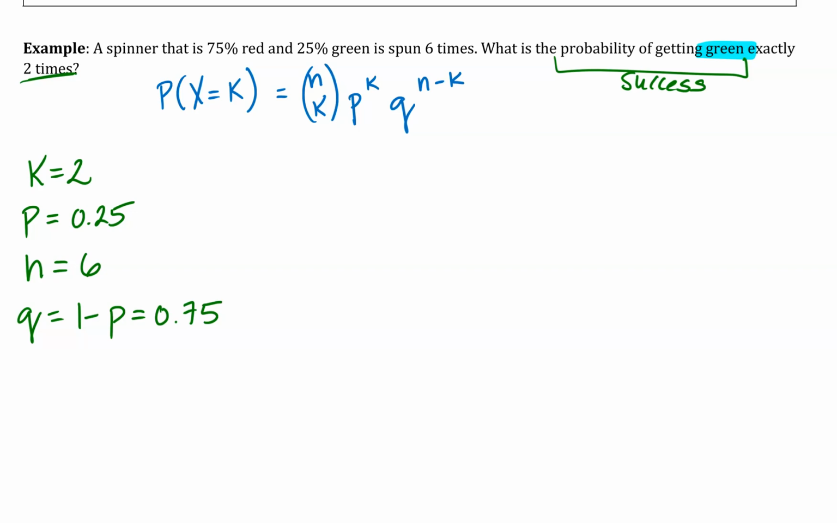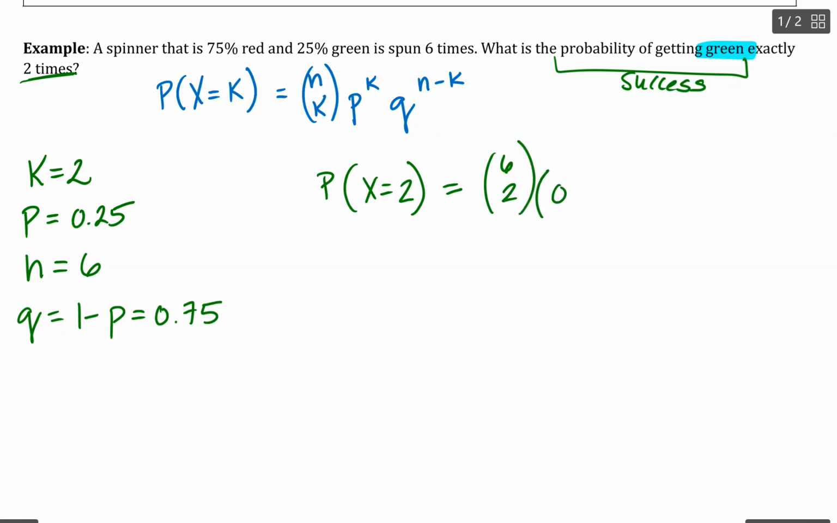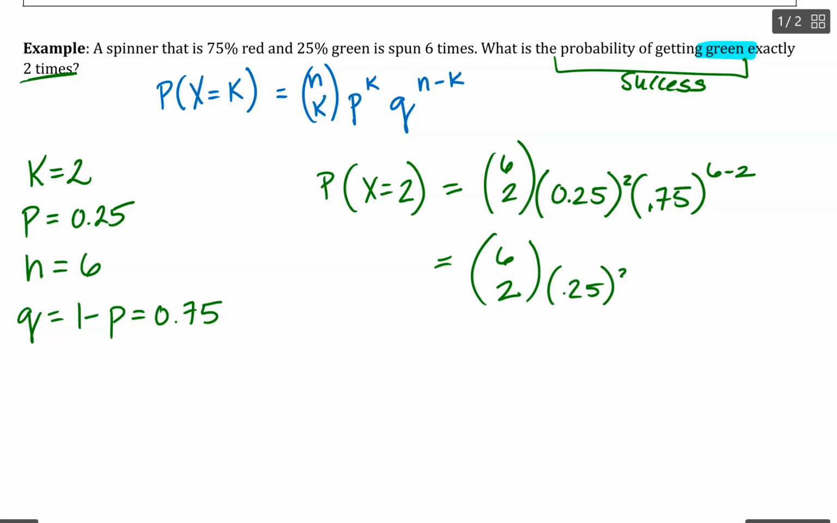So let's plug in the numbers that we have. The probability that X is equal to 2 is 6 choose 2 times 0.25 squared times 0.75 to the 4th power. Sorry, I jumped there, N minus K, which is 6 minus 2. So to simplify that, 6 choose 2, 0.25 to the 2 power, 0.75 to the 4th power. When I plug this in my calculator, that will give me the probability that we get exactly 2 greens.